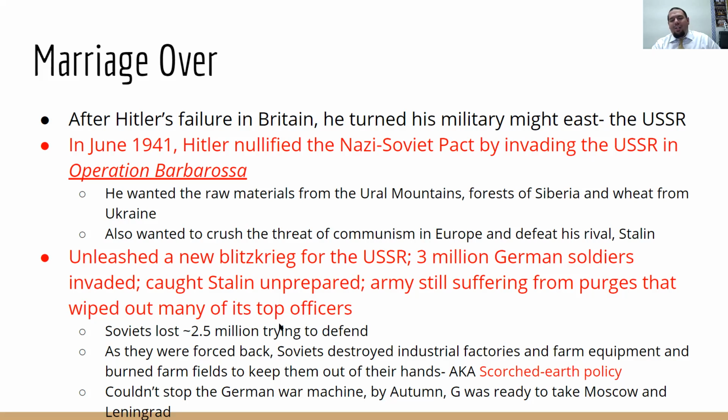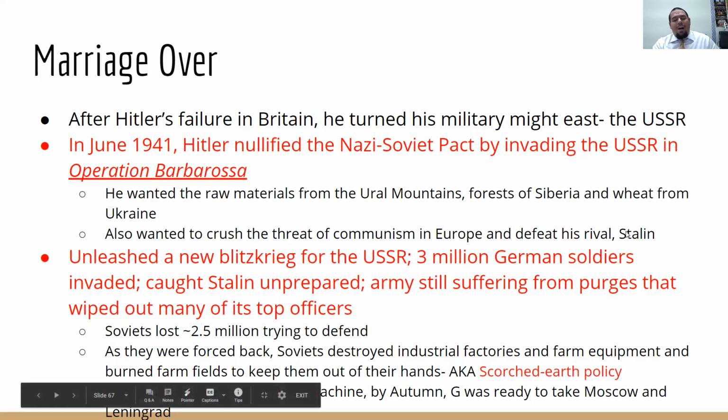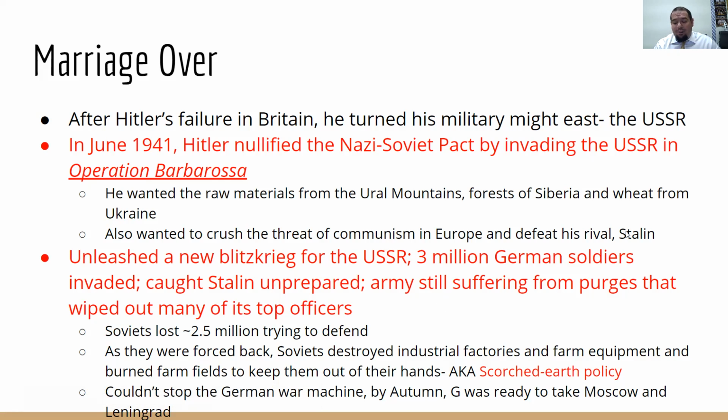As they were forced back, Soviets destroyed industrial factories, farm equipment, and burned farm fields to keep them out of German hands, learning something from Napoleon's mistake, using scorched earth policies, burning everything in the path of the Germans, leaving them nothing behind. However, they couldn't stop this German war machine, and by autumn 1941, Germany was ready to take Moscow and Leningrad.